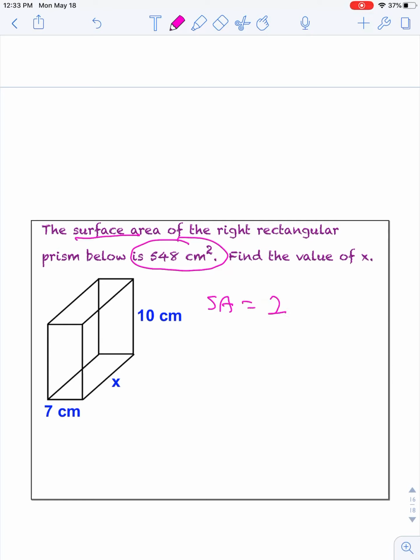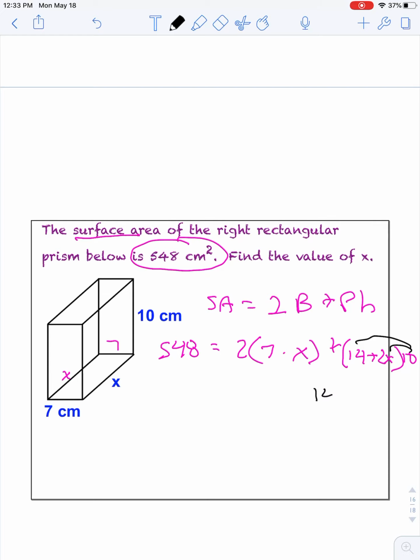So again, I'll start with my formula. Surface area is the area of the base times 2 plus the perimeter of the base times the height. My surface area I know is 548. That equals 2 times the area of the base. My base is 7 times x plus the perimeter of the base. Well, I have 7 plus 7 plus x plus x. So the perimeter of my base is 14 plus 2x times my height, which is 10. So you've got everything plugged in, but this is where it can get kind of tricky.